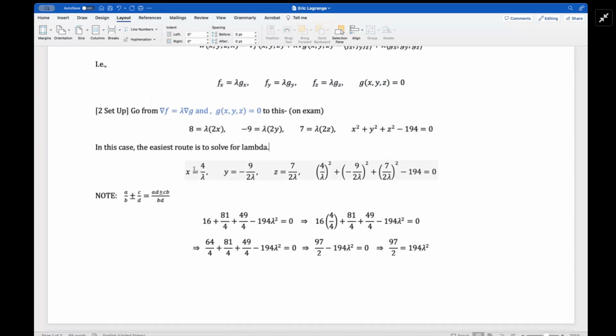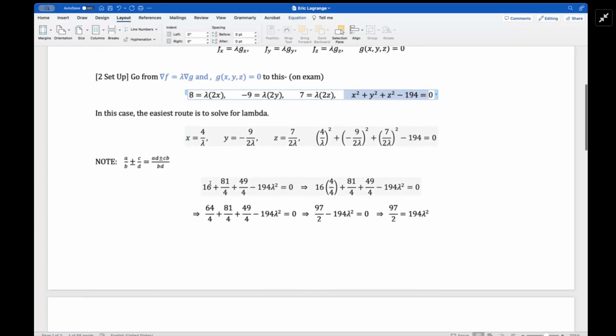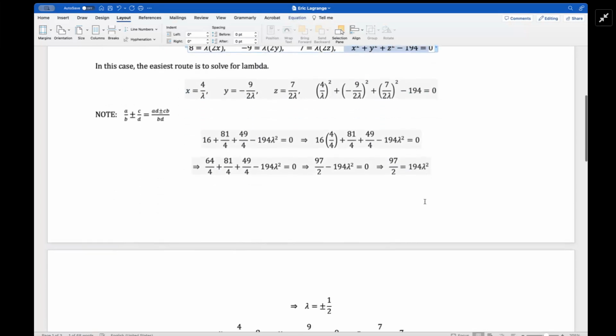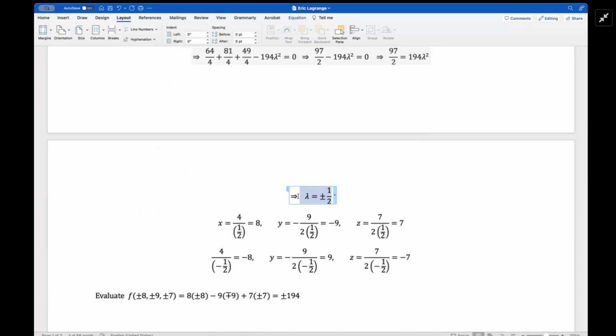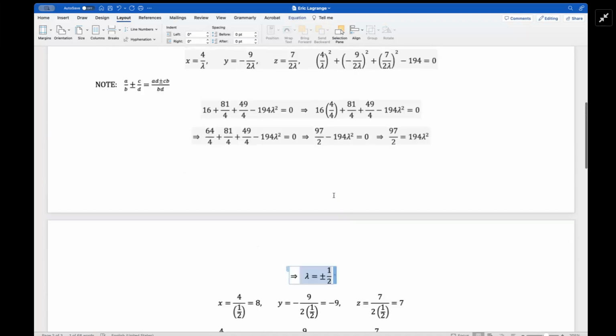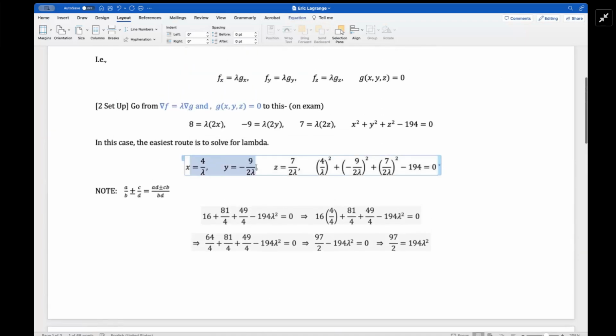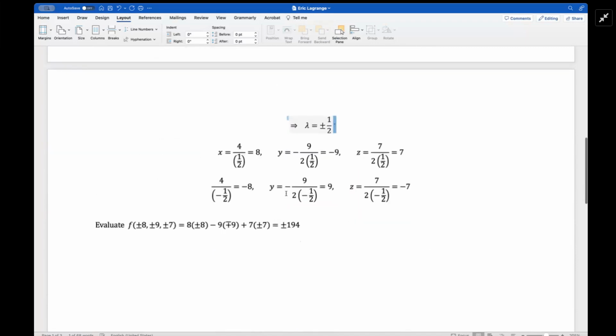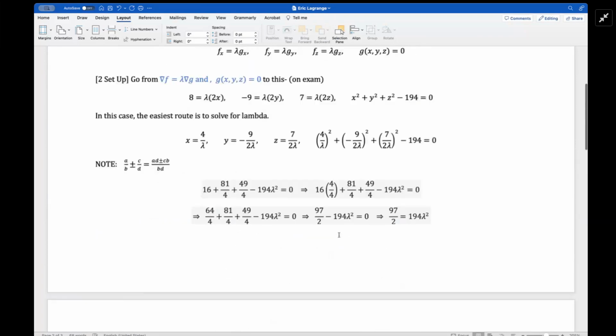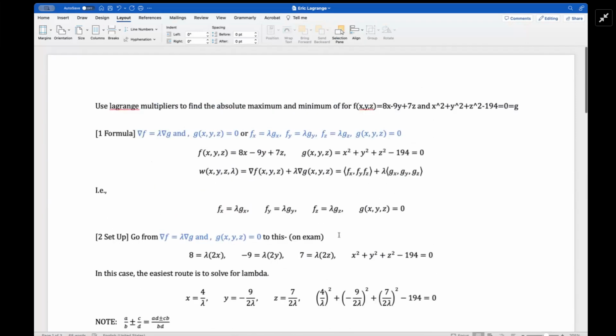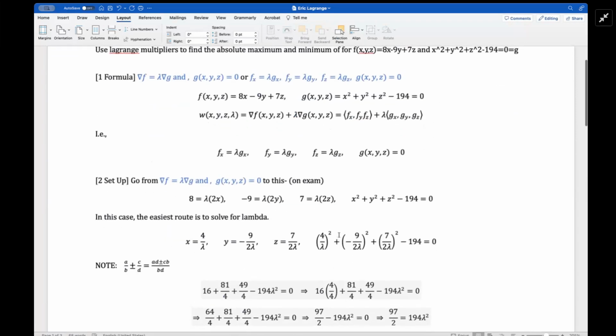In this case, what we're going to do is solve for x, y, and z in terms of lambda, plug it into this equation and solve for lambda. When we do that, we find that lambda is equal to plus or minus 1/2. Then we take that lambda and plug it back into the x, y, and z to find x, y, and z. Once we find x, y, and z, we take it back into the original function to find our values, plus or minus 194. It's pretty straightforward. It's kind of like a puzzle, really. All you've got to do is get used to the puzzle.